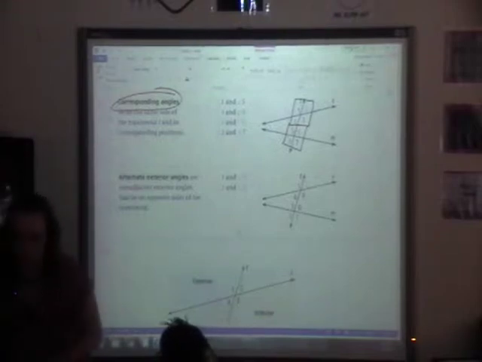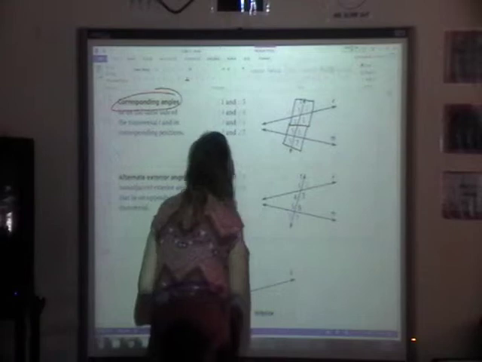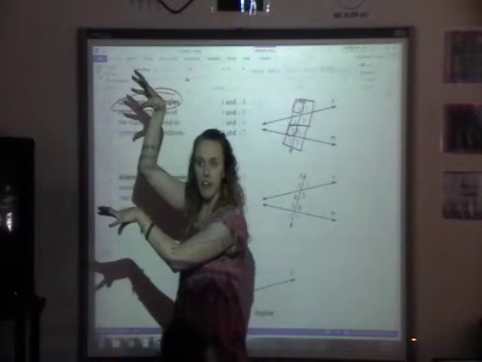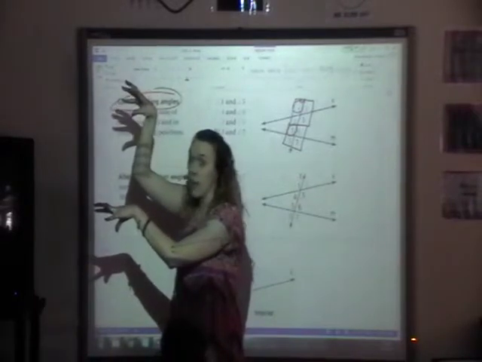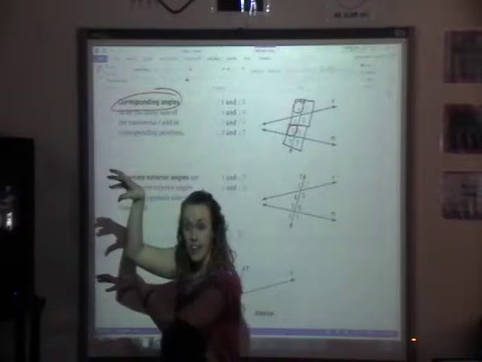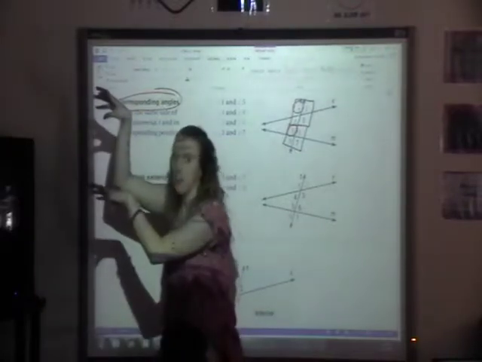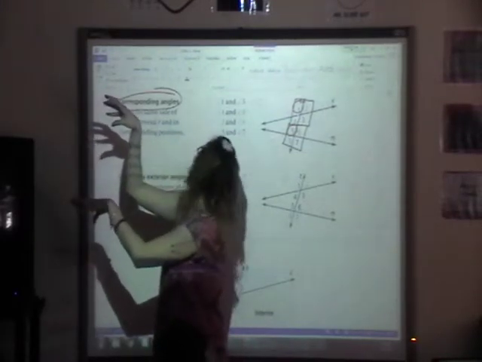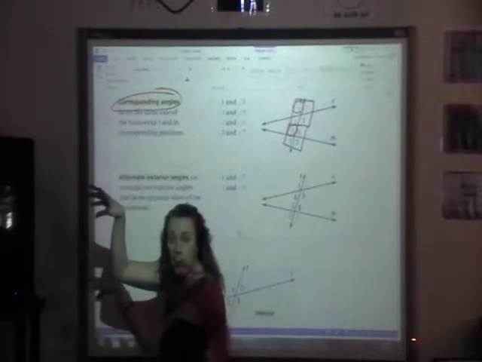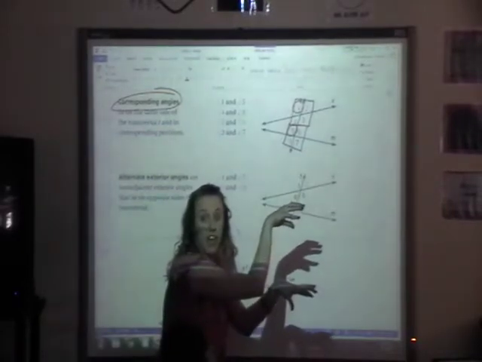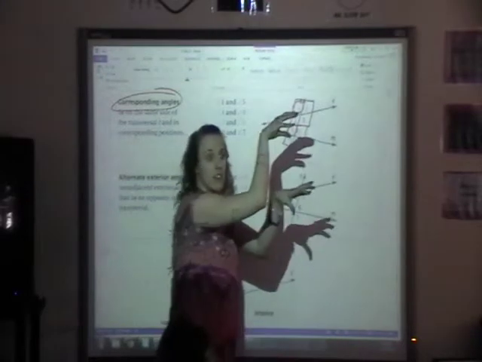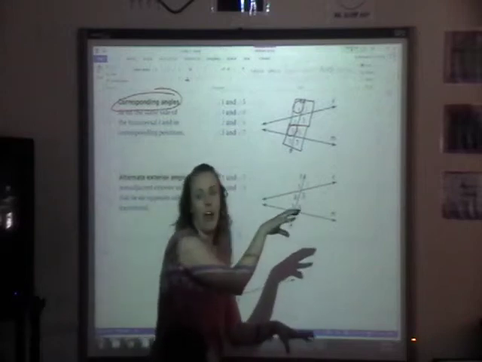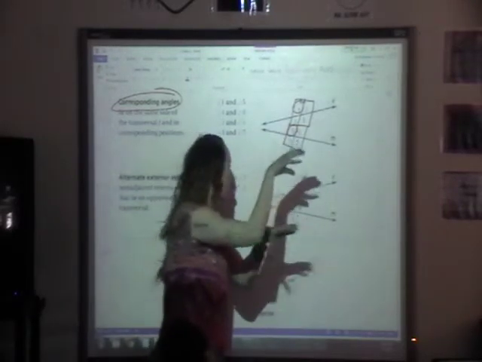Corresponding means they're in the same position. And so the best way I have to say it, angle 1 and angle 5 are together. If I wanted to scoot it down, I want to talk about 4 and 8. Corresponding, same position. So 1 and 5, 4 and 8. Now if I go the other direction, 3 and 7, and 2 and 6.